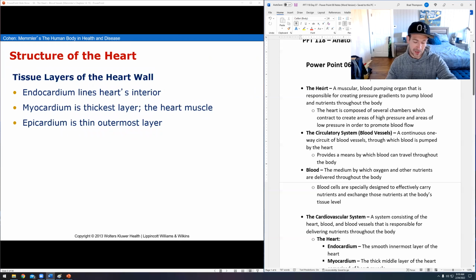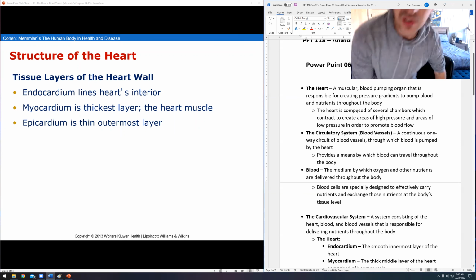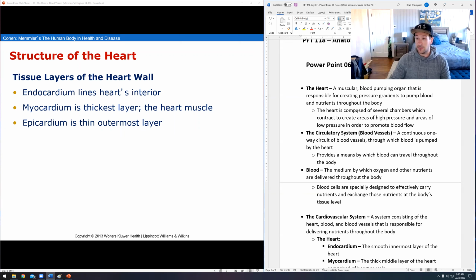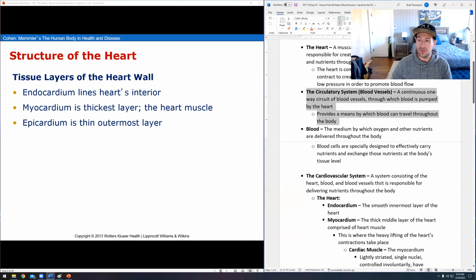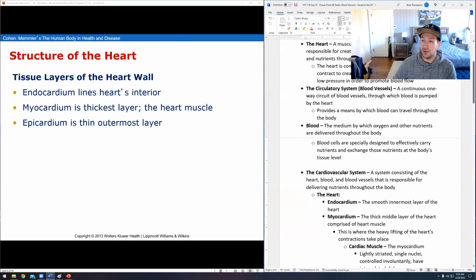So your heart is the muscular pump that's responsible for pumping blood throughout the body. It's got several chambers and several different layers. The layers are what create the pressure, and the chambers are what allow that pressure to sort of move around. Now, obviously, your heart is connected, when we're talking about the cardiovascular system, right? It is also connected to your circulatory system. It's going to work very intimately with that. And that is all of your blood vessels, right?